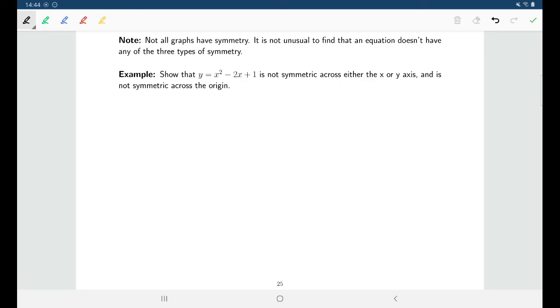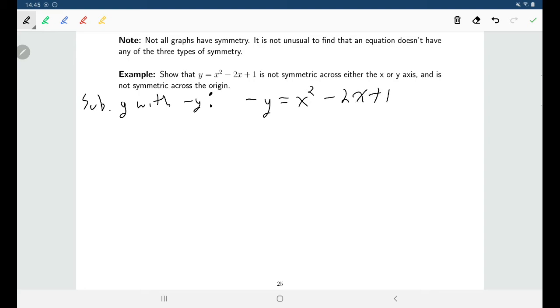So what we want to do here is show that this equation that I don't have a graph for, y equals x squared minus 2x plus 1, is not symmetric in any of the three ways. So first off, let's try substituting the y with negative y. Remember that that would be how we would test for, is something symmetric across the x-axis? And if we did that, we would see that we do not get our original equation back. We get negative y equals x squared minus 2x plus 1.